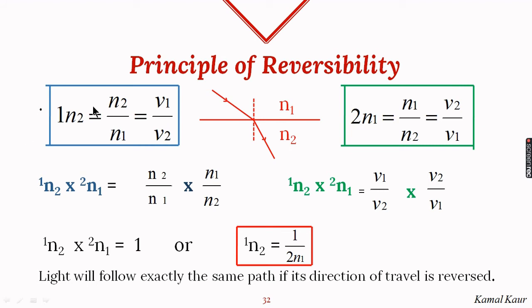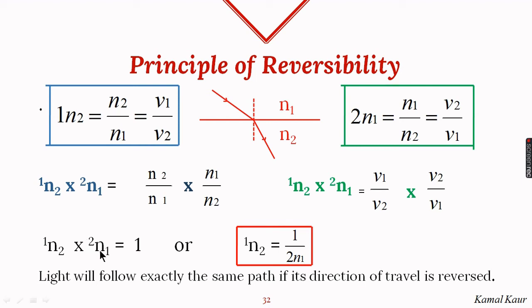So now we have seen the refractive index of 2 with respect to 1 is this. The refractive index of 1 with respect to 2 is this. If we find the product of these two, we can find the product in two ways, either in terms of their refractive indices or in terms of their speeds of light. So in both the cases, the product will come equal to 1.